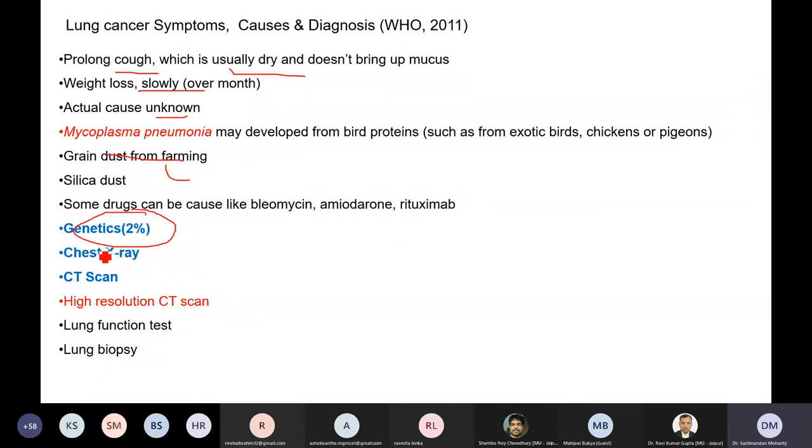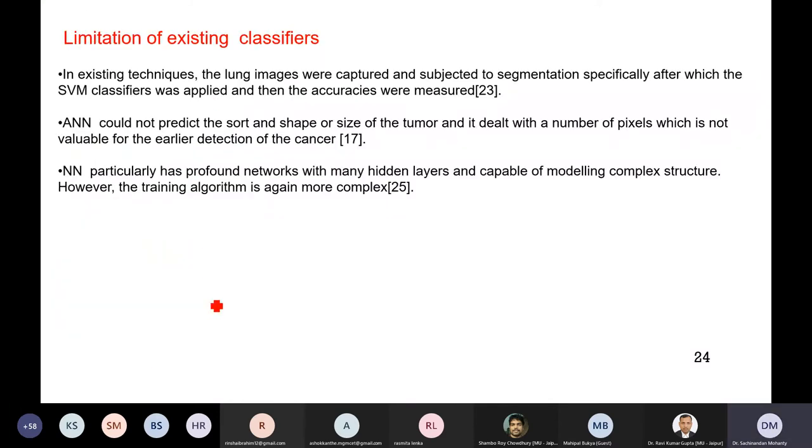And how to do the confirmation test? You go for the chest X-ray. If they are unable to diagnose it in the chest X-ray, then immediately go for the HRCT scan, right? Then you can use the high resolution CT scan also. Otherwise you can do the LFT, and the degree of the cancer you can get by using the lung biopsy. The limitation of the classifier: we have used many classifiers, such as support vector machine and ANN, and there is a limitation we are getting from our result.